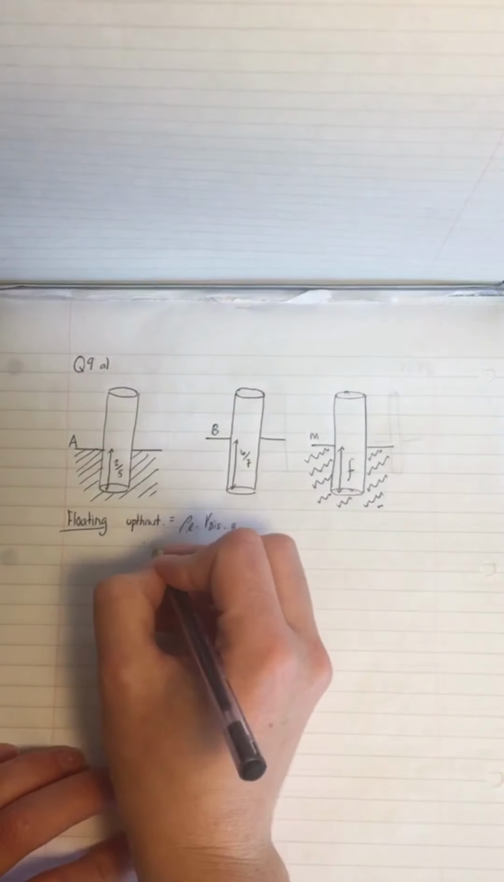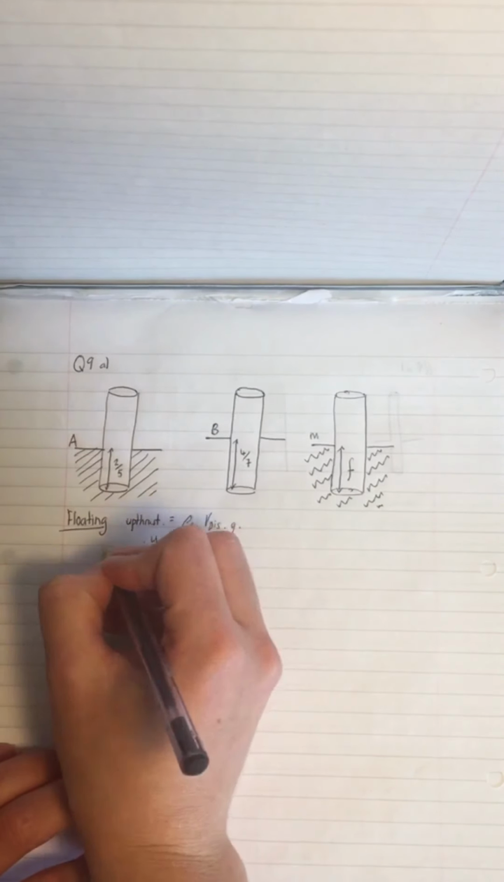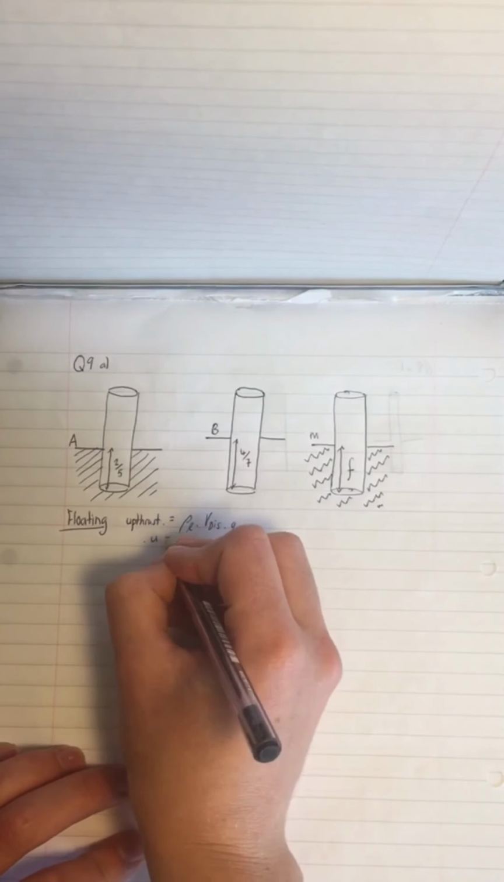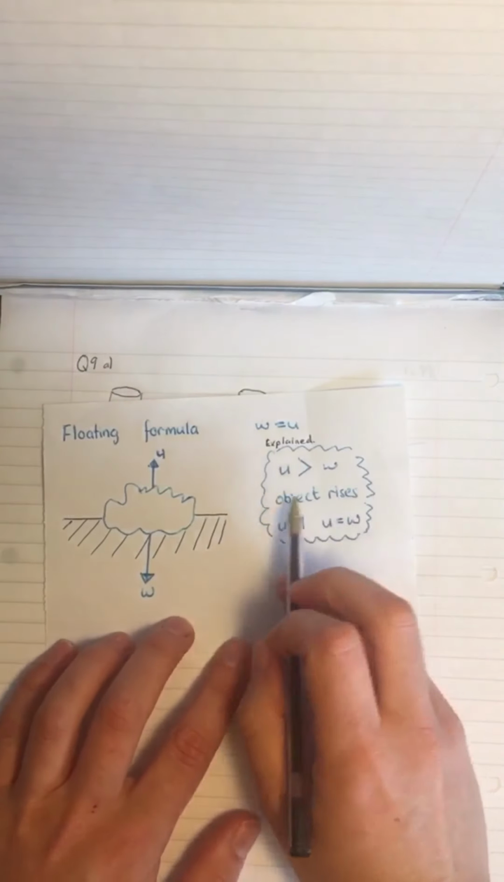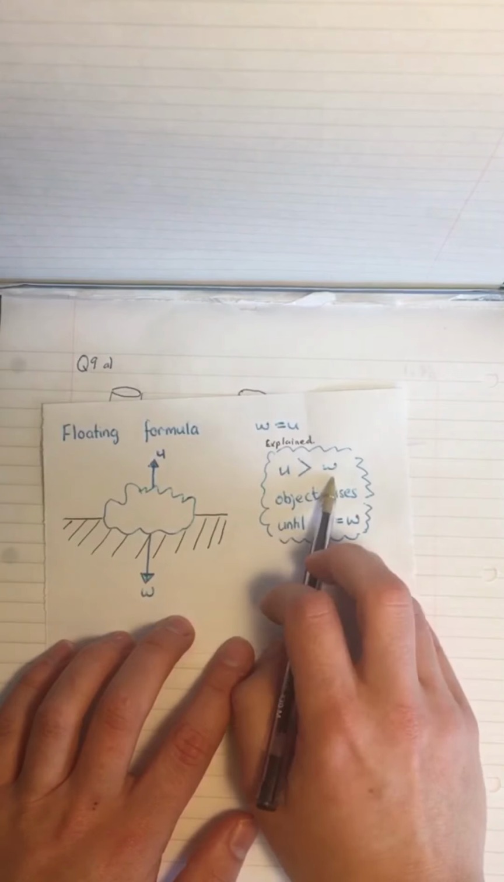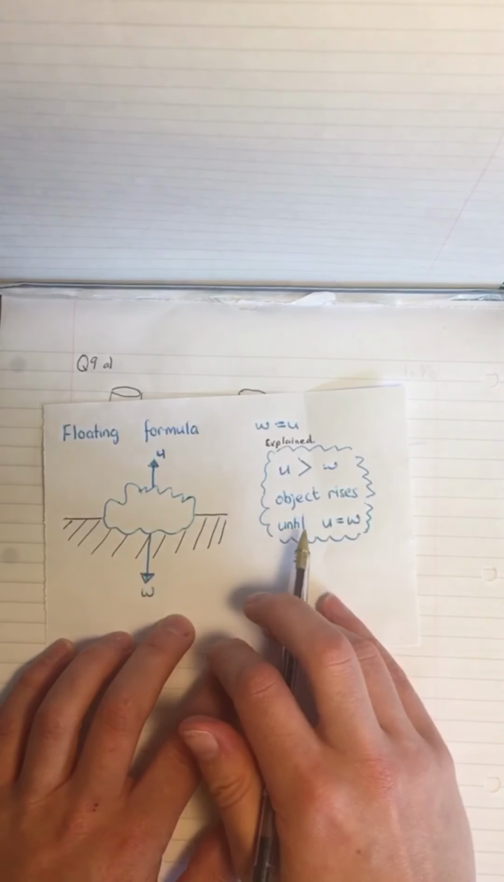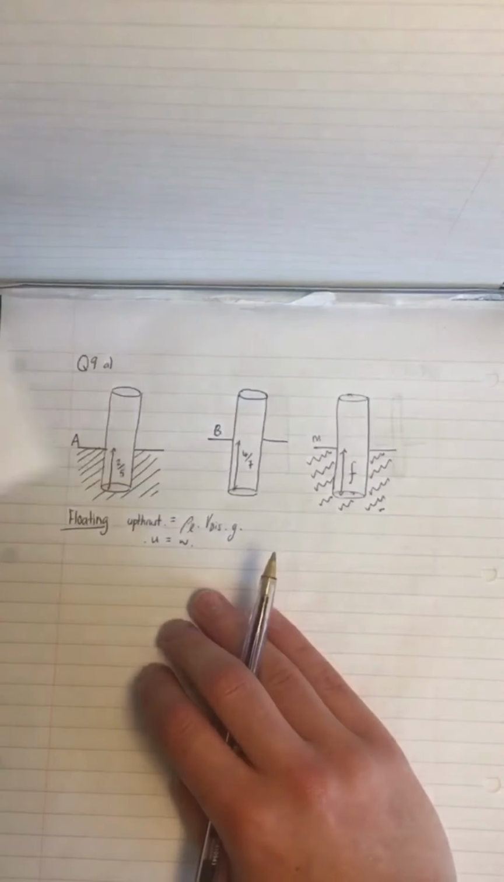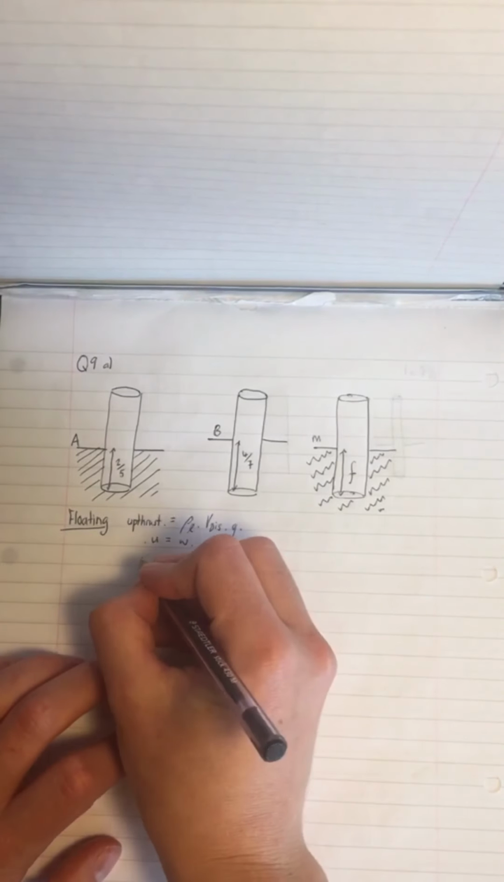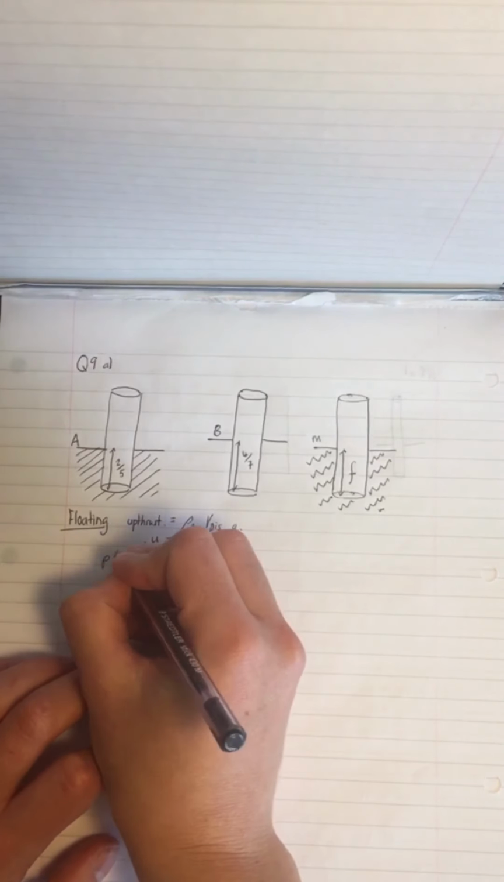The next formula we're going to use is what I call the floating formula, which is that upthrust is equal to weight. Just to explain that a little bit: when upthrust is greater than weight, the object will rise until the upthrust is equal to the weight. And since we're using weight, we have a very handy formula on page 56 of our formula tables, which says weight is equal to density multiplied by volume multiplied by gravity, and we're going to use that there.